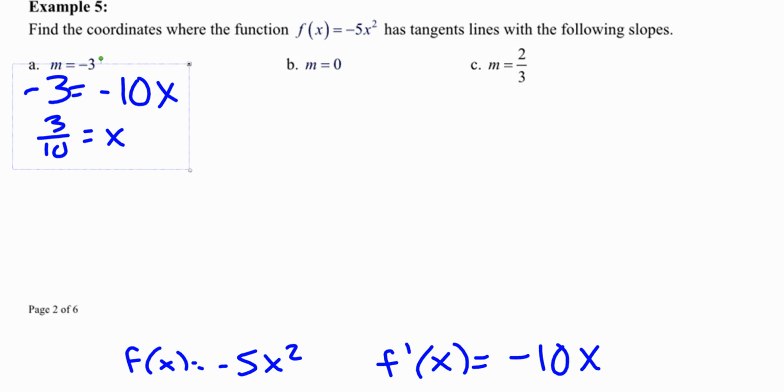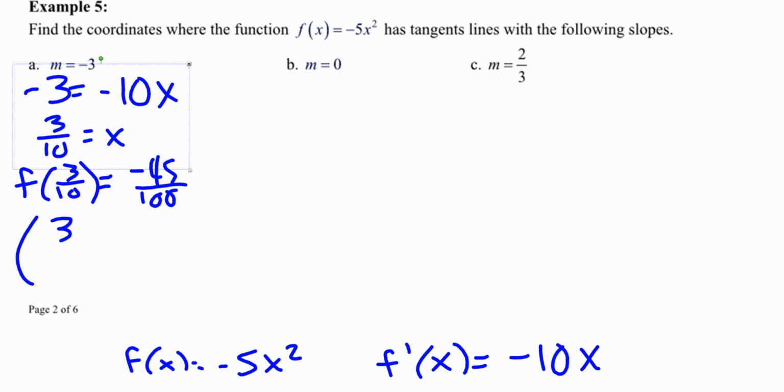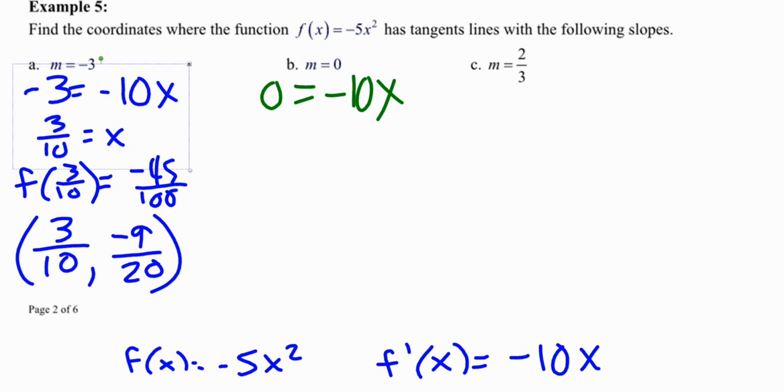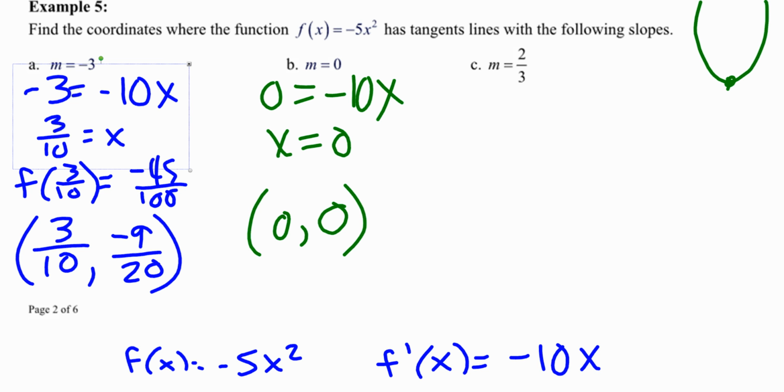Now again, you have to plug that into your function to get the y value to find the point. And that would be 9 over 100 times 5, so 45 over 100. I guess you could simplify that. So that point would be 3/10, negative 9 over 20. Not too bad. Okay, this one might be easier. Ooh, tough one. That looks like it's going to be where x is 0. If you plug in 0 to your function, you get a 0 back out. So that's telling us that this parabola has its vertex at 0, 0, because that's where this slope is 0.